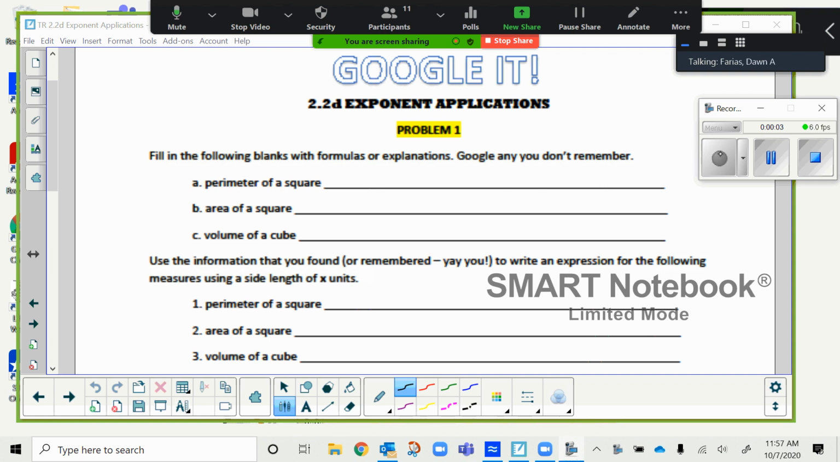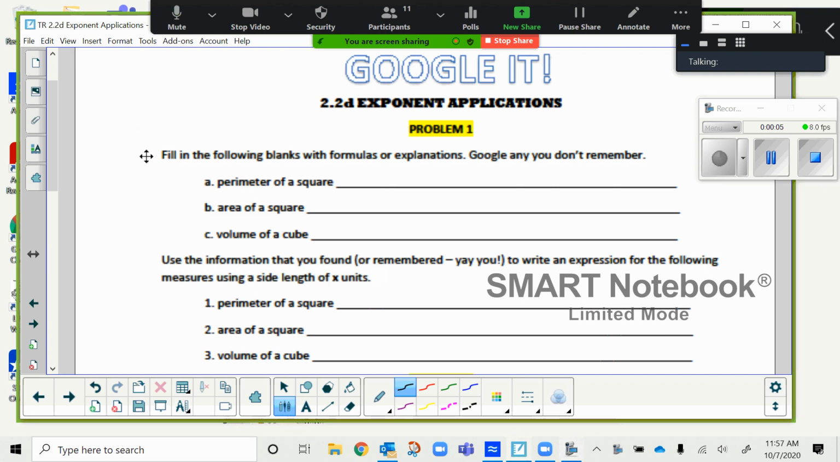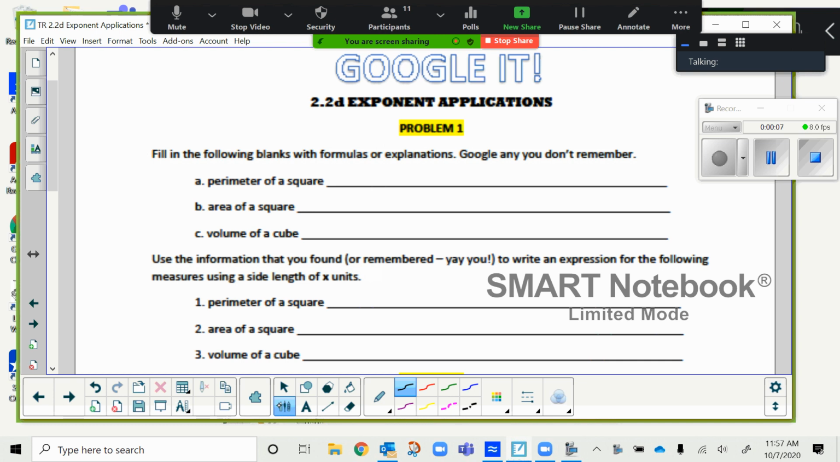So this first section here says, fill in the following blanks with formulas or explanations. Google any you don't remember. So try to remember it from your own memory first. Perimeter of a square, area of a square, volume of a cube. If you can't remember it, then use Google.